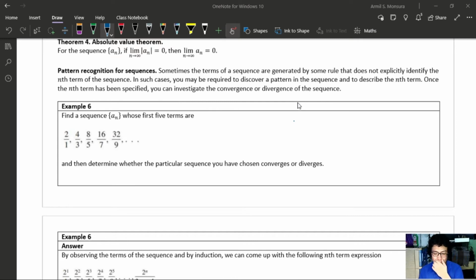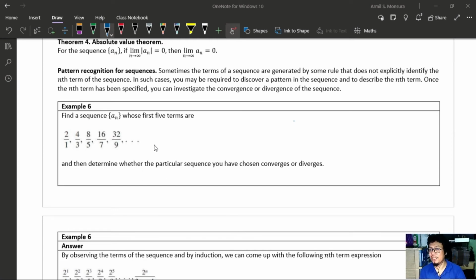So one skill that you need to develop in this particular part of the lecture is to actually make an inference about the nth term of the sequence given its terms. If you have the terms of your sequences, you need to be able to discern a certain pattern so that you can find the nth term.